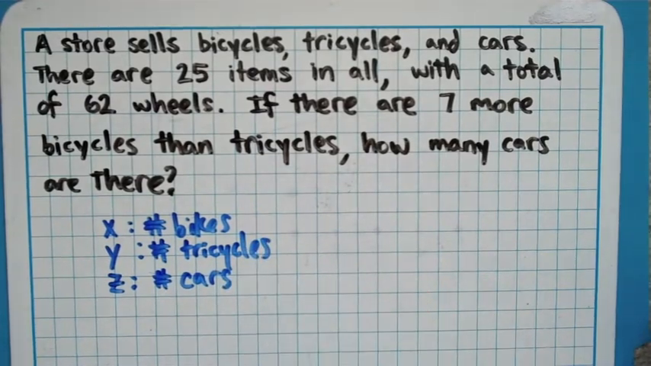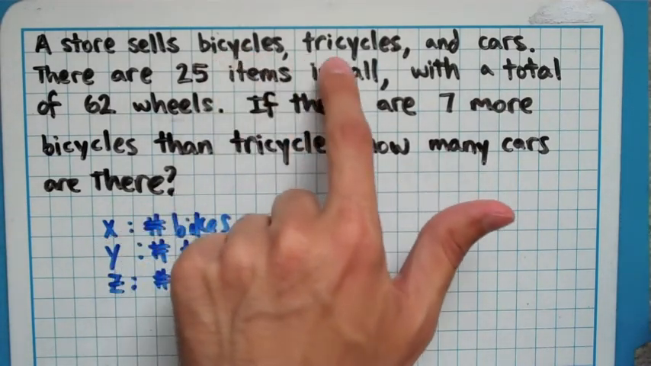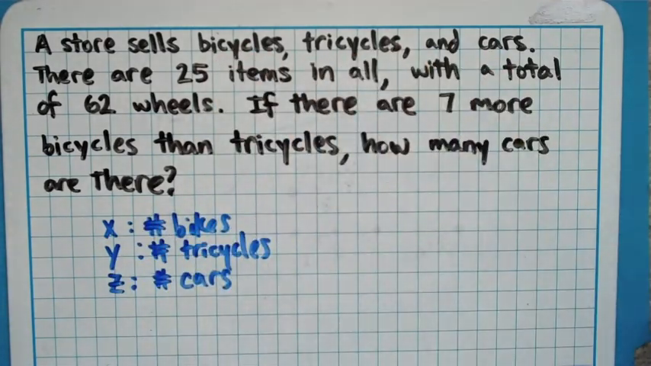And the way that this is organized here, the way I made my variables, I just took it in the order they said them. Bikes was first, so it's x, then trikes, then cars, so x, y, z. So we have our three variables right now. If we have three variables, we need three equations. So based on what's in this problem, there need to be three equations we can make.